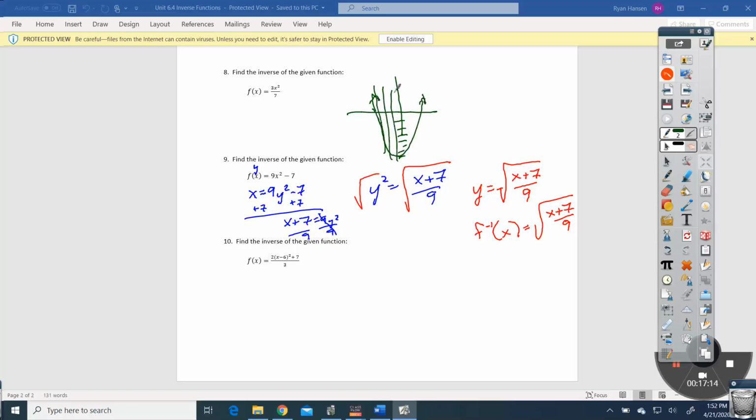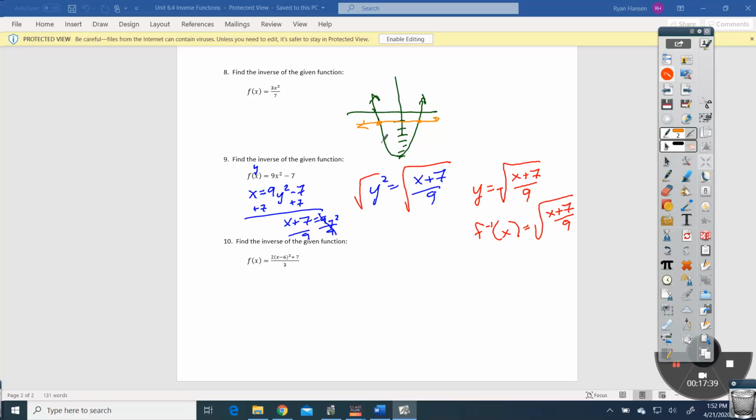And this would be a function. Okay, it passes the vertical line test. But in order to have an inverse, you cannot have a horizontal line that goes through it twice, like this. And so realistically, this would not have an inverse. So in a way, I kind of messed up.